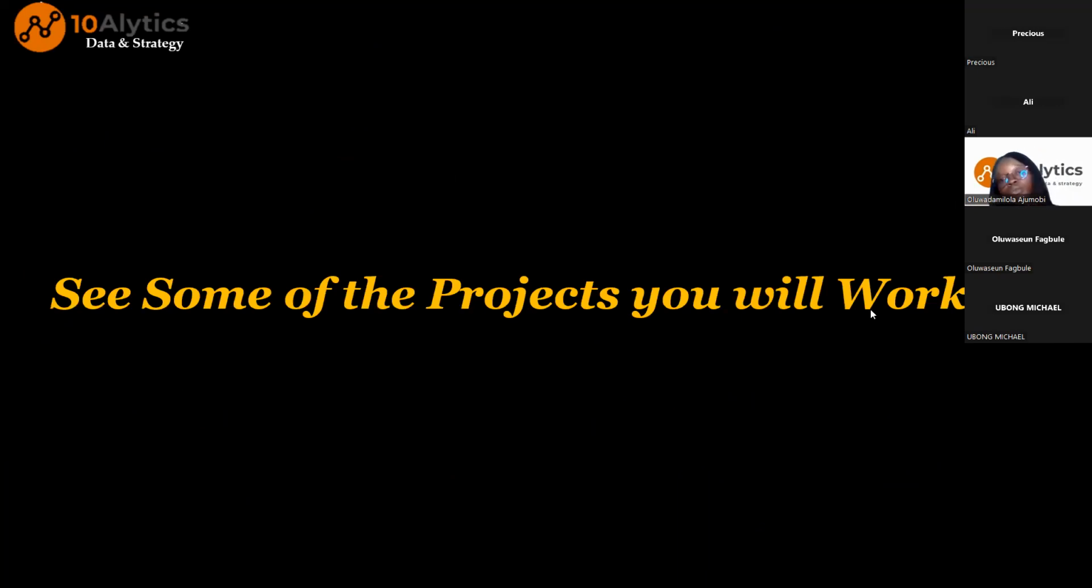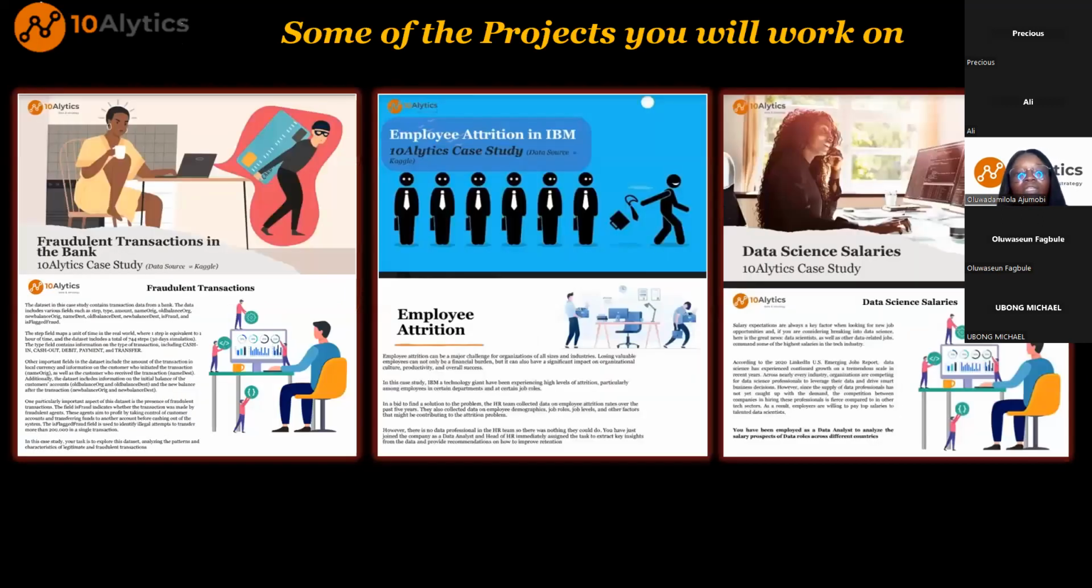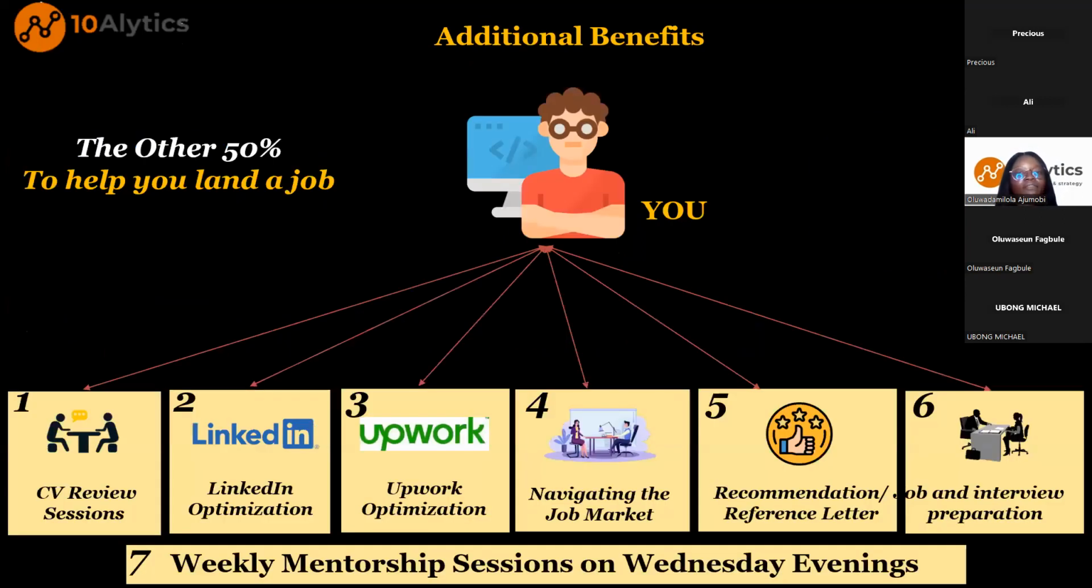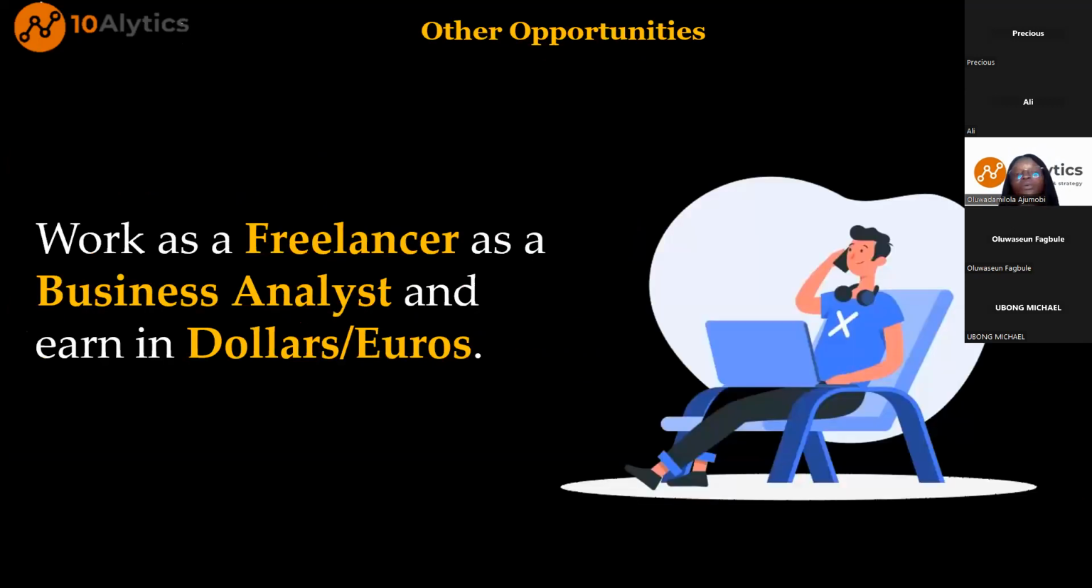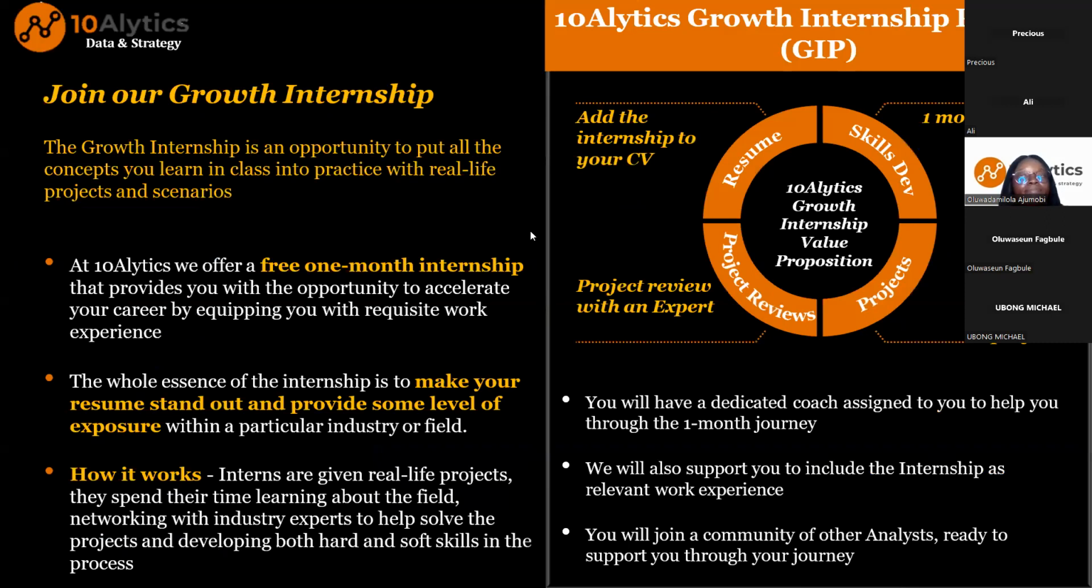Now, some of the projects that you're going to work on, these are some of the projects that you're going to be working on in the class, right? When you eventually register, you'd get to interact with all of these projects. Okay, so like I said earlier, we have all the additional benefits that you'd also enjoy as somebody who has registered for the BA program. And you can also be a freelancer. We have the Upwork Optimization session where we teach you how to work with Upwork, sign up, how to apply for the different gigs that they usually post on Upwork.